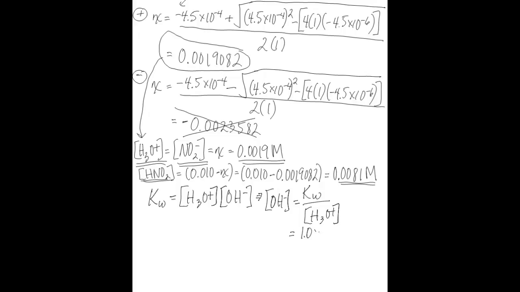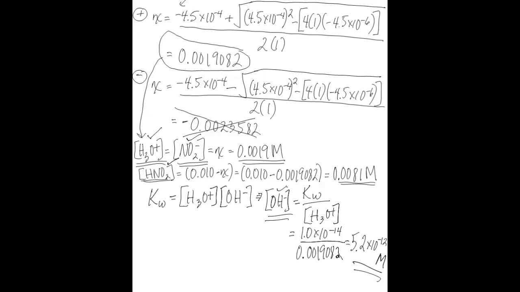Kw we know is 1.0 times 10 to the negative 14th. Hydronium ion concentration we're going to say is 0.0019082, so we're not going to round too early here to prevent rounding error. And when we do the math and round to the correct number of significant figures, we have 5.2 times 10 to the negative 12th molar for our hydroxide ion concentration. So those are the concentrations of all species present: hydronium ion, nitrite, nitrous acid, and hydroxide ion.